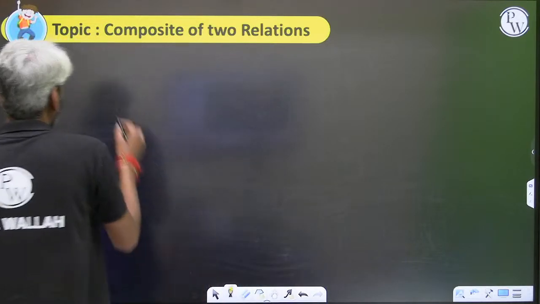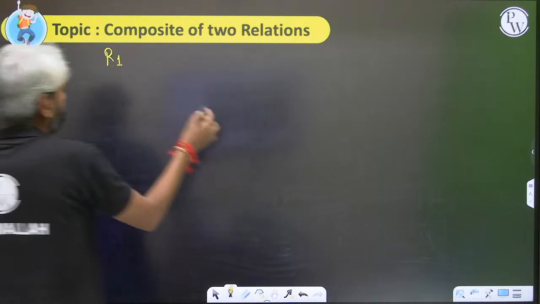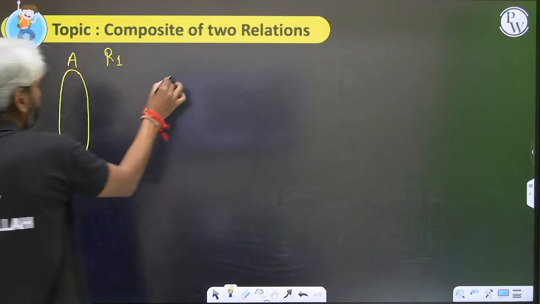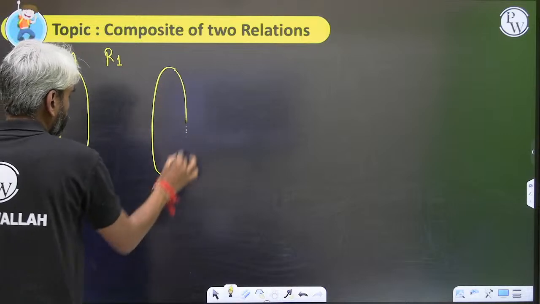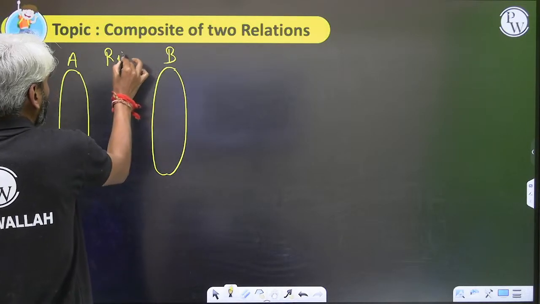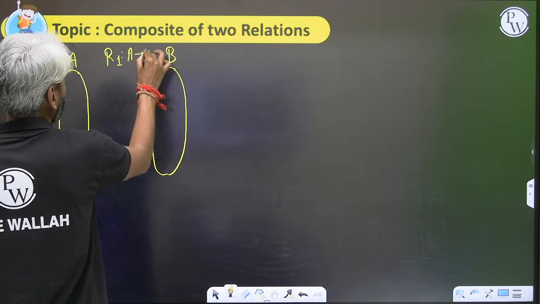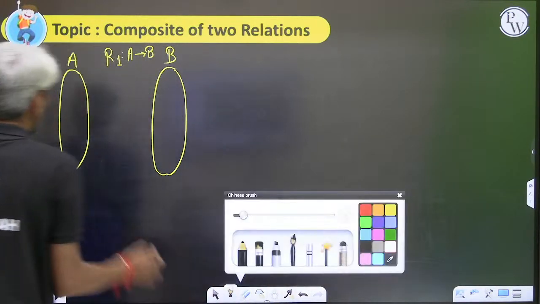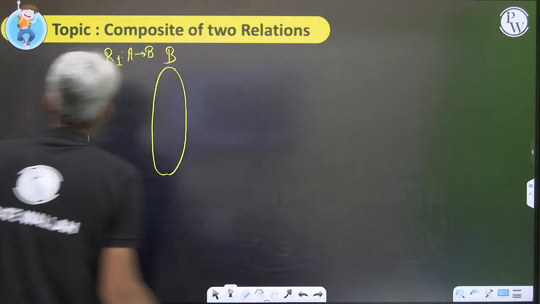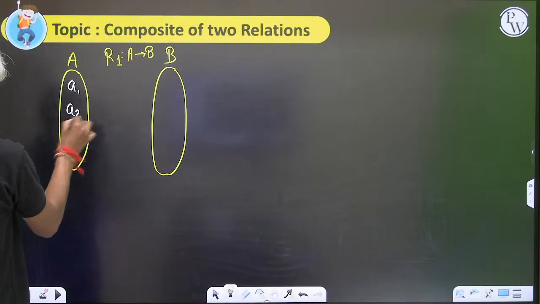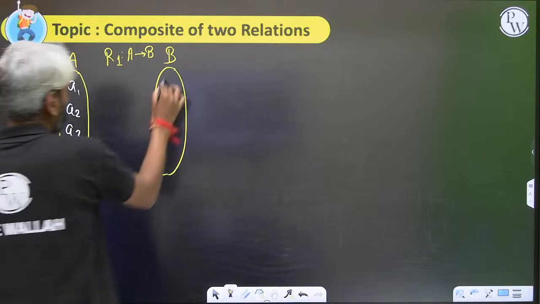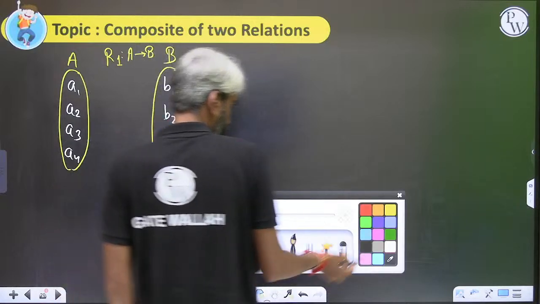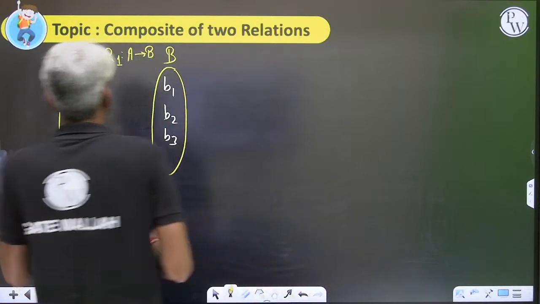Let's assume that I have a relation R1 which is from set A. So let me first define the concept and then I'll give you the definition. So this is set B. So R1 is a relation from A to B. Take any elements, just to understand: A1, B2, B4. The number of elements in set B need not be seen. So this is a relation R1.